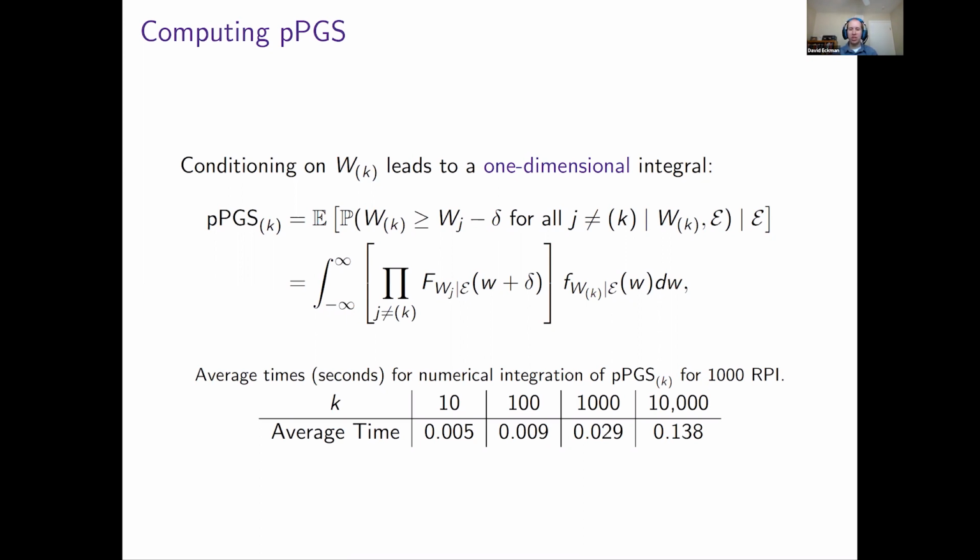So here the posterior PGS can be written, by doing the conditioning and unconditioning, as a one-dimensional integral where the integrand is a product of k minus 1 CDFs and 1 PDF, where these CDFs and PDFs are either normal distributions or t distributions. And to give a sense of the time it takes to numerically integrate this one-dimensional integral, I have a table at the bottom here showing that even for numbers of alternatives that are actually quite high for what you see in the Bayesian ranking and selection space, you can compute these in fractions of a second.